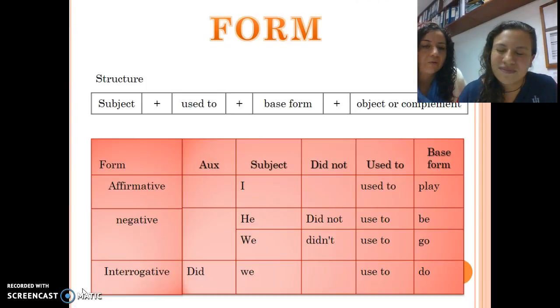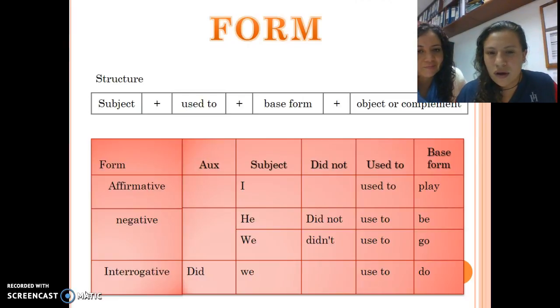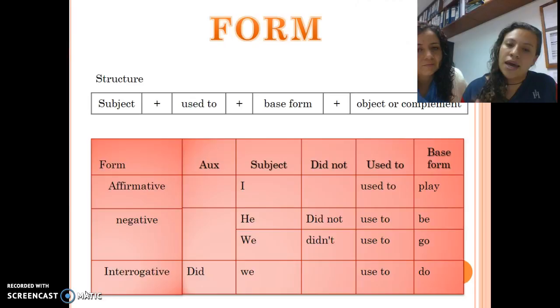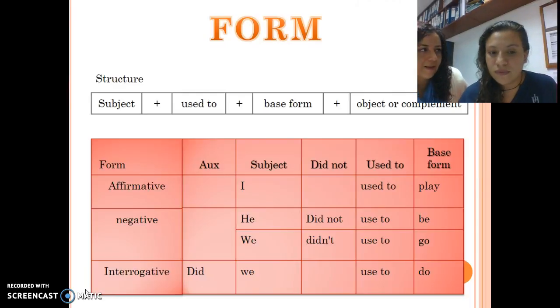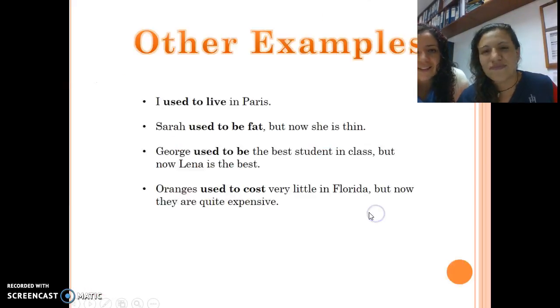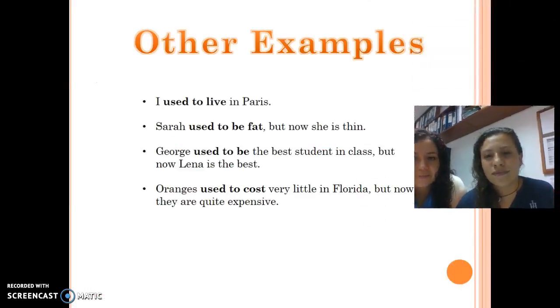Okay, so in that order, what would a question look like? Okay, you have to change the auxiliary and put it at the beginning, and you say, did we used to do? Okay, so like a question in the simple past, a regular question. Right. Okay, that sounds good. Now let's see some examples.